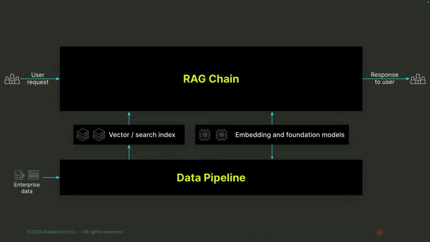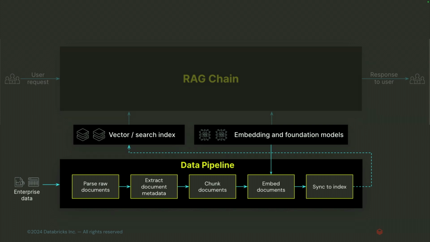We would then have the heart of the application, the RAG chain itself. What this is going to do is take user requests, and given a user request, retrieve supporting data, feed that to an LLM, and generate your output.